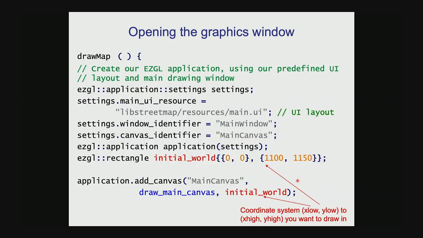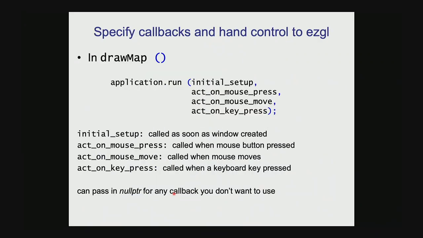So yeah, again, this is the coordinate system, and this is the name of the main callback function that it will keep calling. Okay. At the end of the draw map function, we call application.run. Sorry, it's not the last line. You can do stuff after it, but application.run will open up the main window, and it will keep running until you either click proceed on the main window or close the graphics interface.